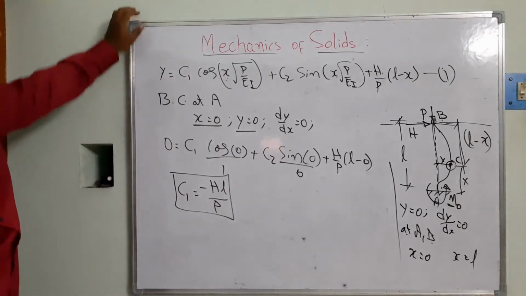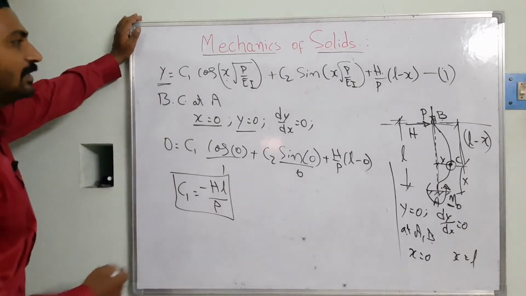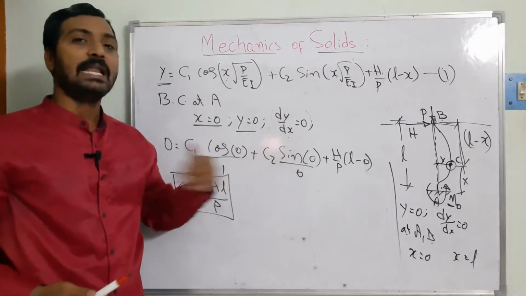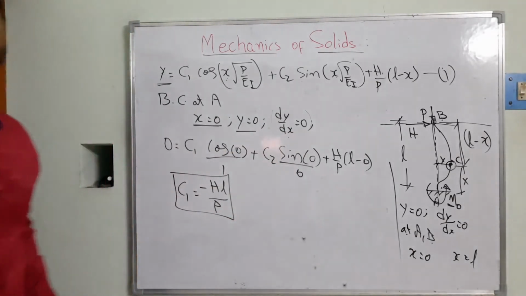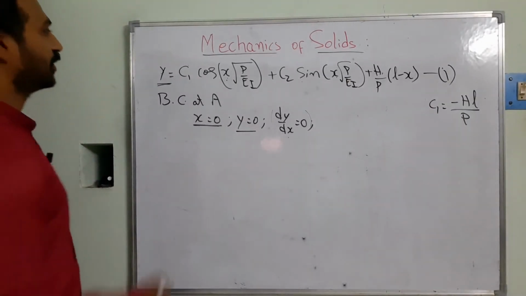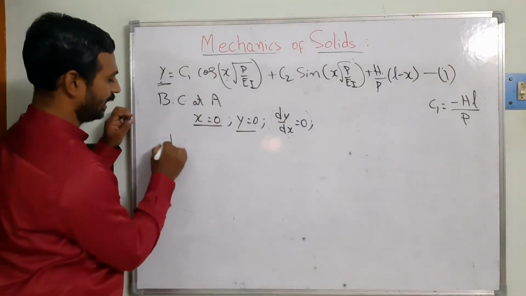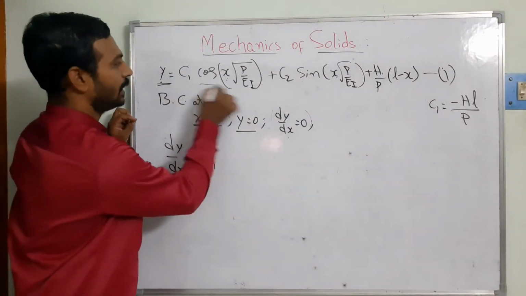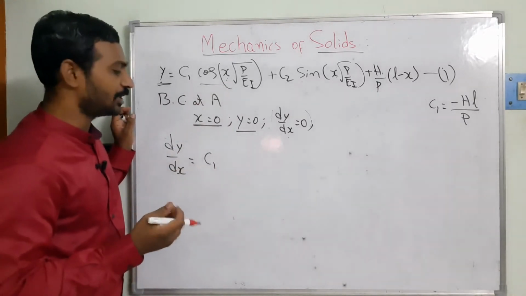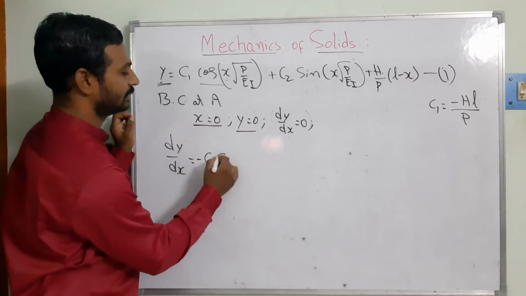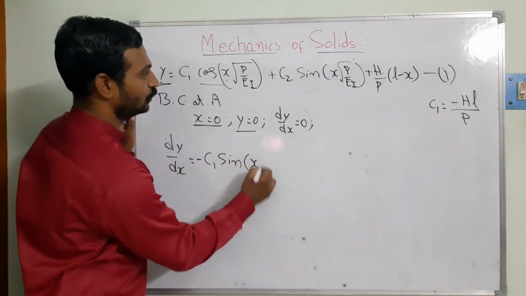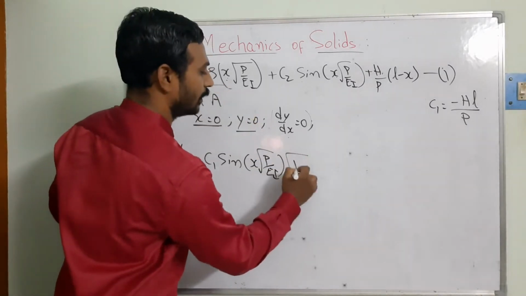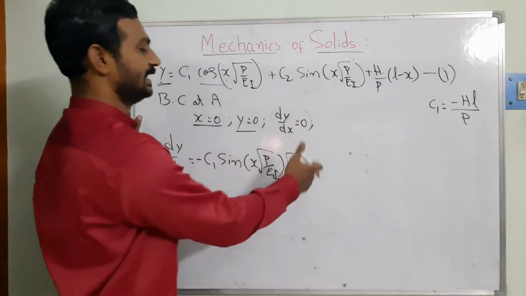So now what I'm going to do, I'm going to differentiate this equation with respect to x, so that I can substitute the slope values and then calculate the other parameter. Now we are doing the differentiation. This is the parameter I am going to take, dy by dx, that is equal to C1, which is common, into the derivative of cos, which is minus sin x into the square root of P by EI, because the square root of P by EI is going to be the constant.